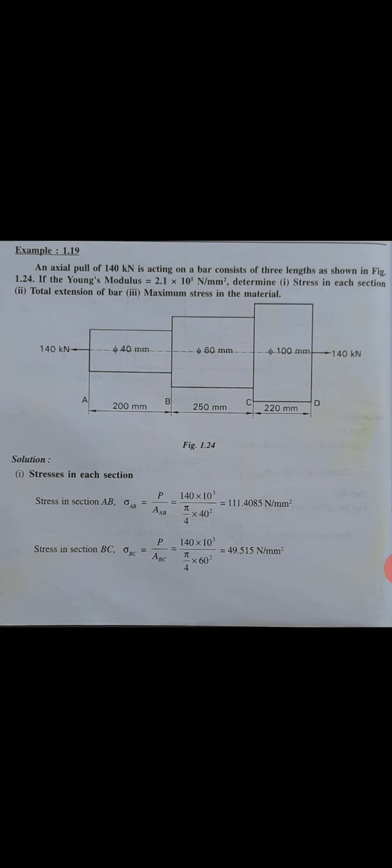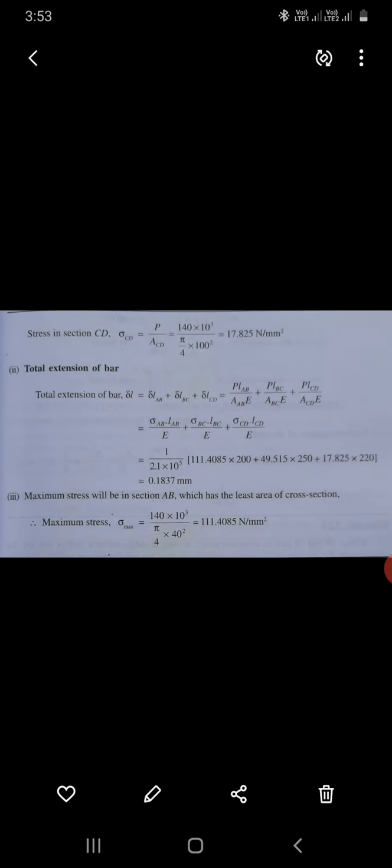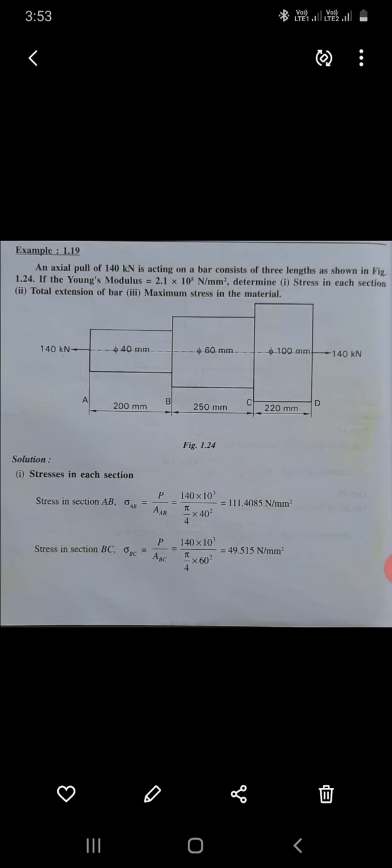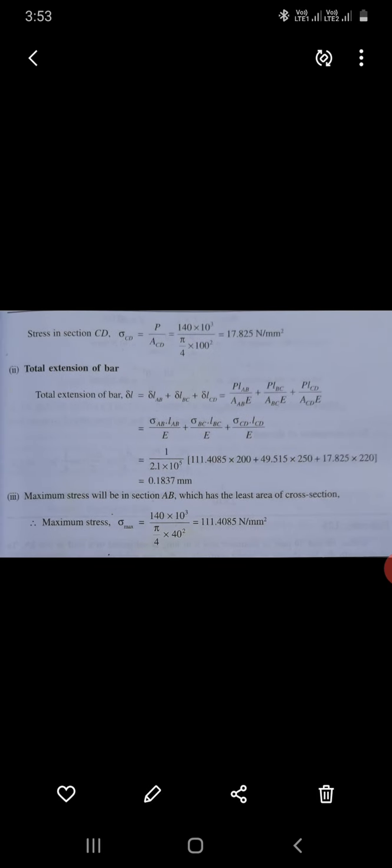Stress in the middle section, that is BC, sigma BC equals P upon area of BC. So load is 140 × 10³ over pi by 4 into 60 square. We have 49.515 Newton per mm square. Similarly, in the last section, the bigger section CD, sigma CD is P upon area of CD, that is 140 × 10³ upon pi by 4 into 100 square. We have 17.825 Newton per mm square.